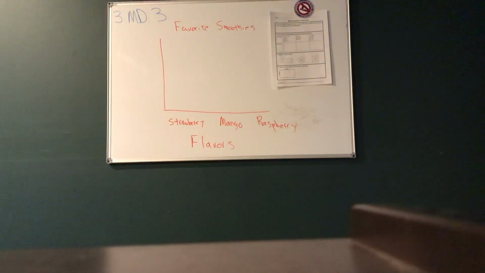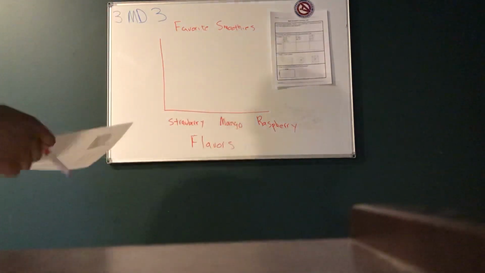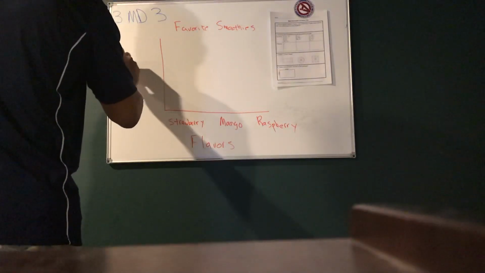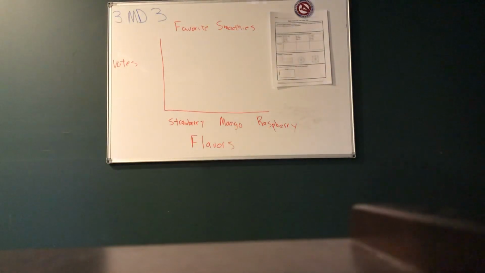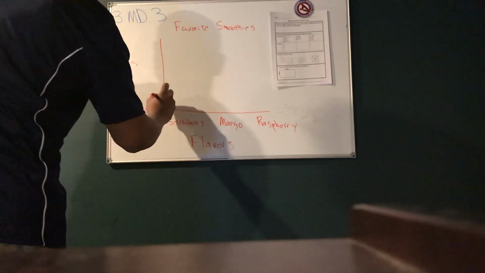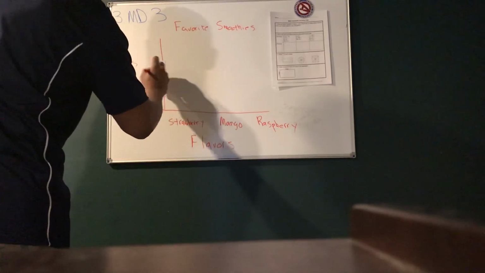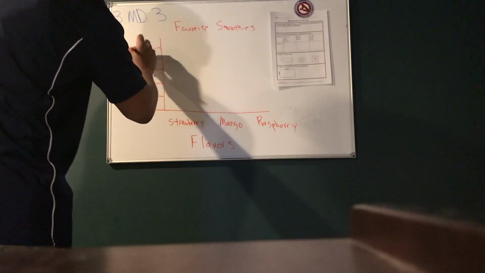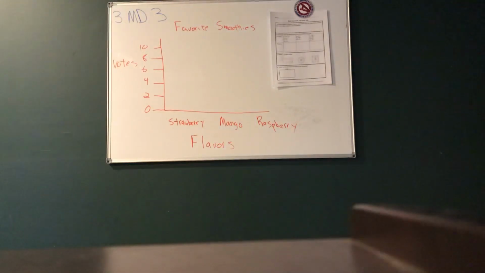And since we're measuring our favorite smoothies, what would be a good name for our y-axis? Let's call these votes. Favorite smoothies, votes. So we're going to use our bar graph, and we're going to label it by twos. 2, 4, 6, 8, 10. And I want you guys to create a bar graph that shows strawberry got 4 votes, mango got 7 votes, and raspberry got 8 votes.